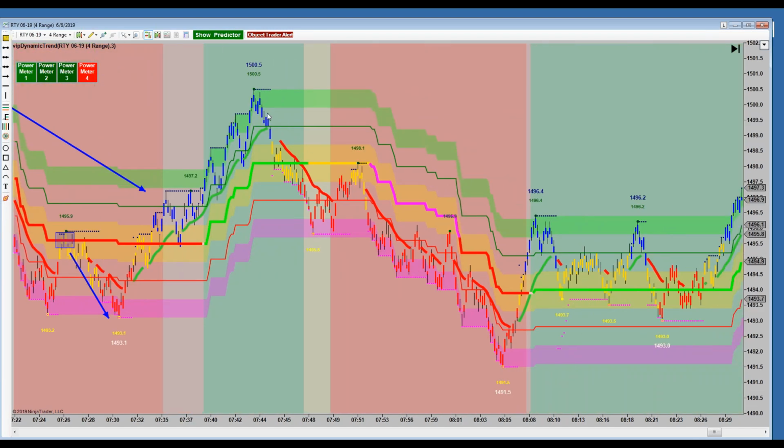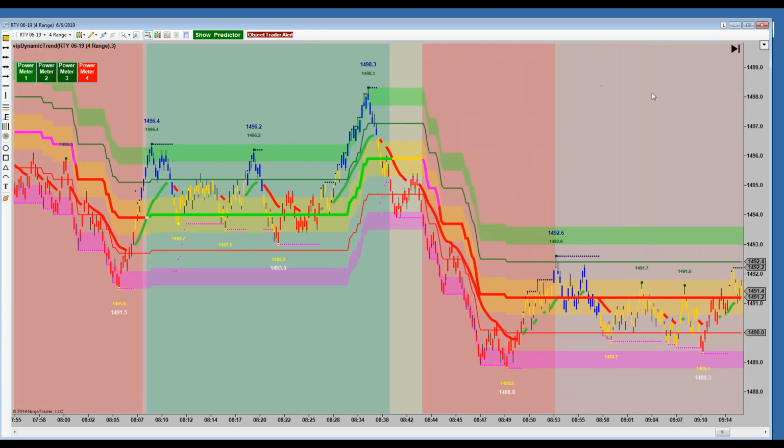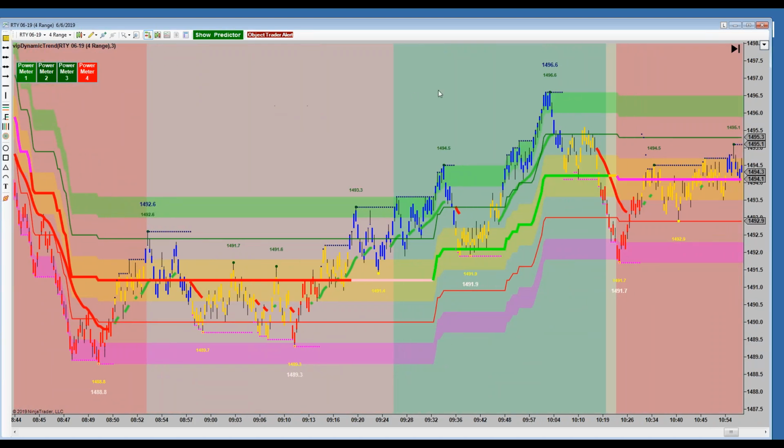Here's some more moves right here. I'm guessing that's 1500 down here. This is 80 ticks right here. There's 80. Here's another short. Here's some chop. Here we're going into 10 o'clock.